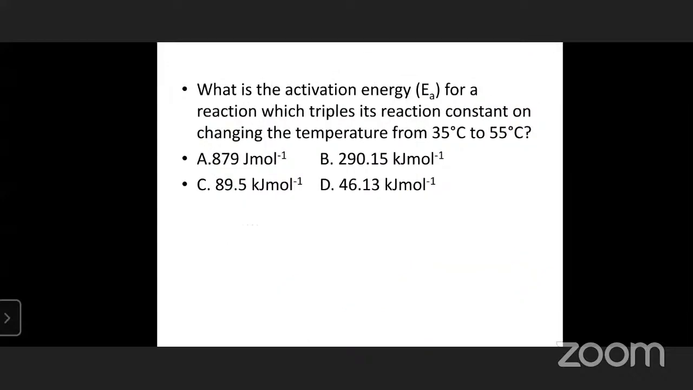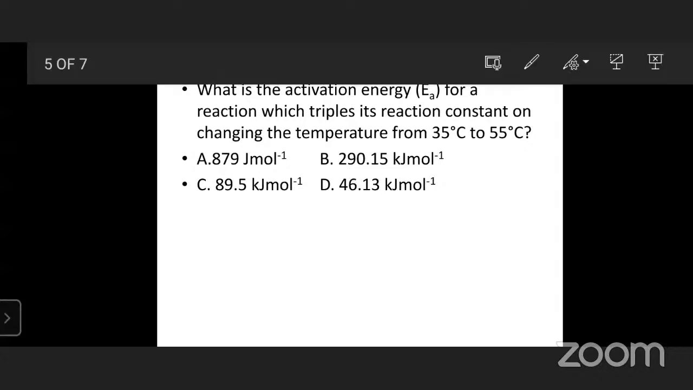Okay, now I give you another one. Look at that. What is the activation energy? This is another question. For a reaction which triples its reaction rate as the temperature changes from 35 to 55, I told you, this 35, add 273 to it. This 55, add 273 to it.